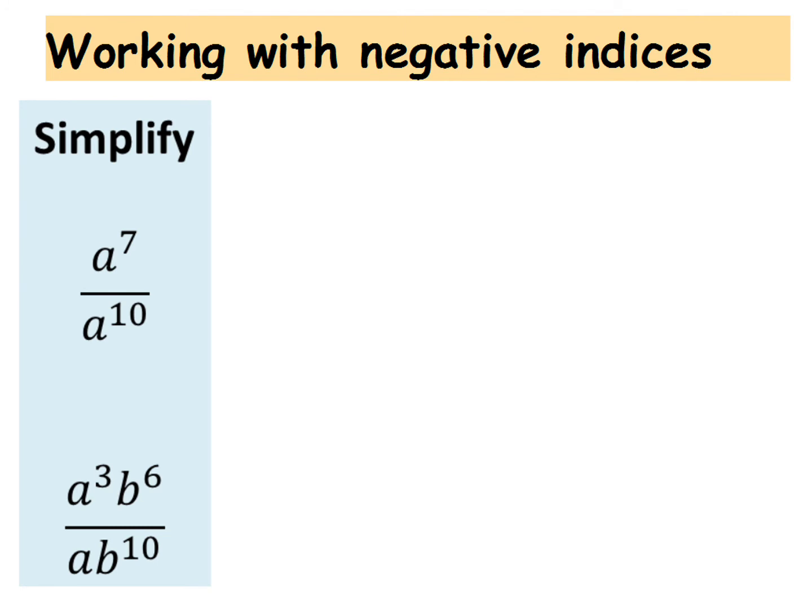Right guys, last little bit now, and then we'll finish the lesson for today. Working with negative indices, simplify a to the 7 over a to the 10. Now when I have powers with the same base but different powers, I'm going to subtract them. So a to the 7 minus 10 is a to the -3, which is 1/a cubed.